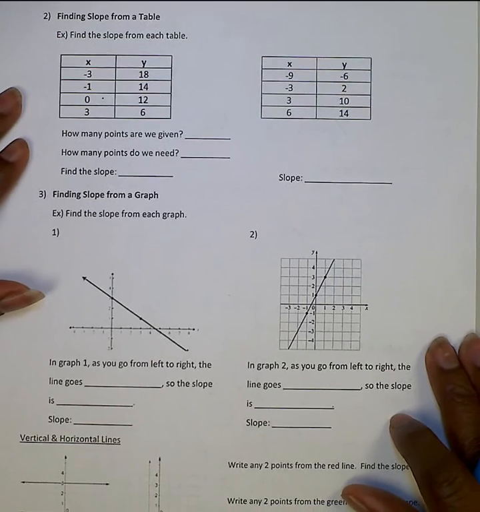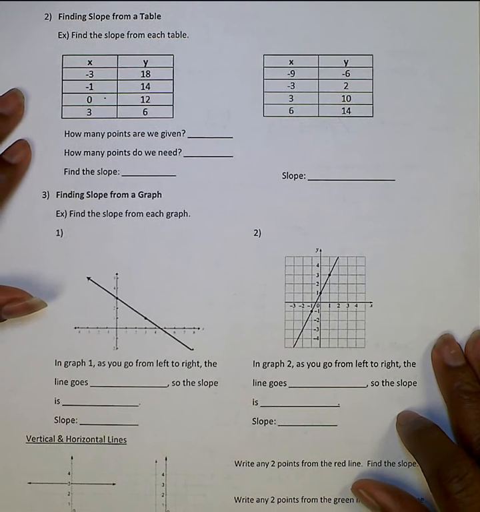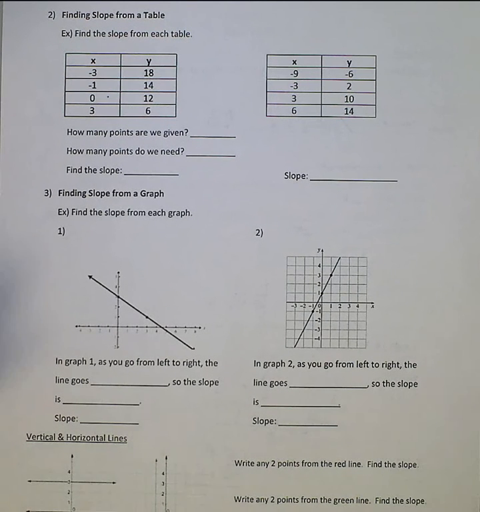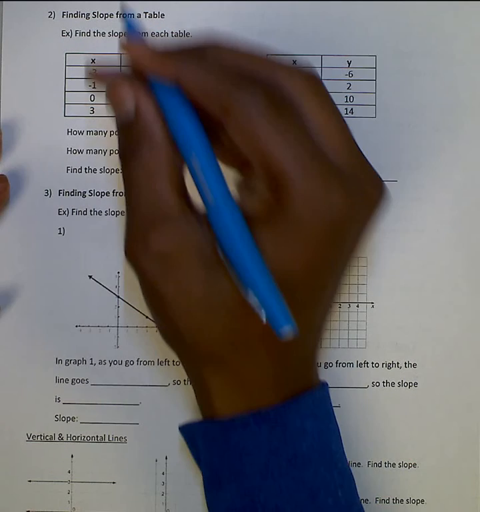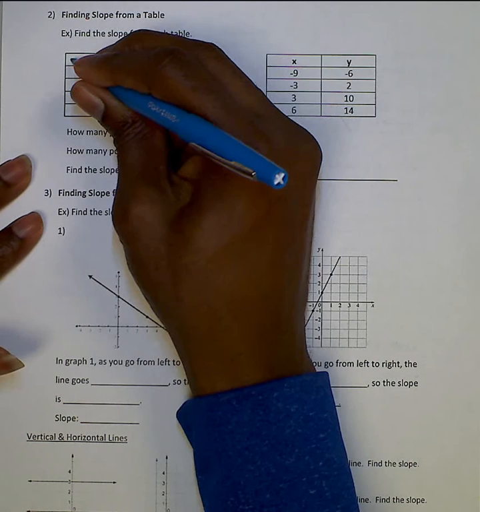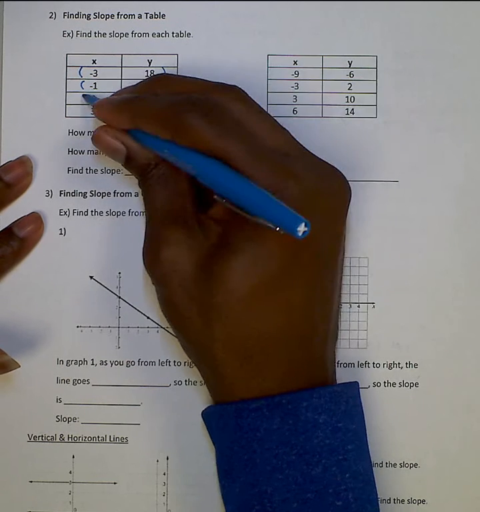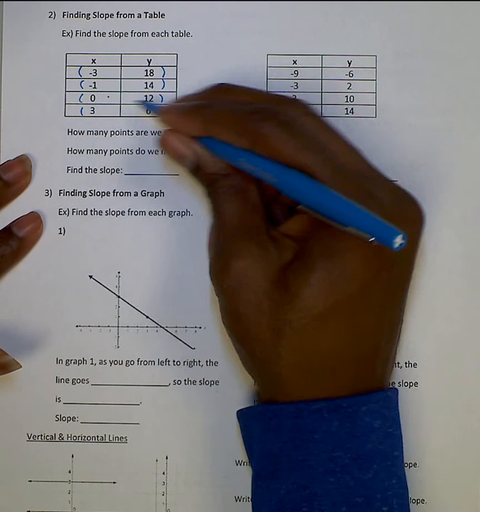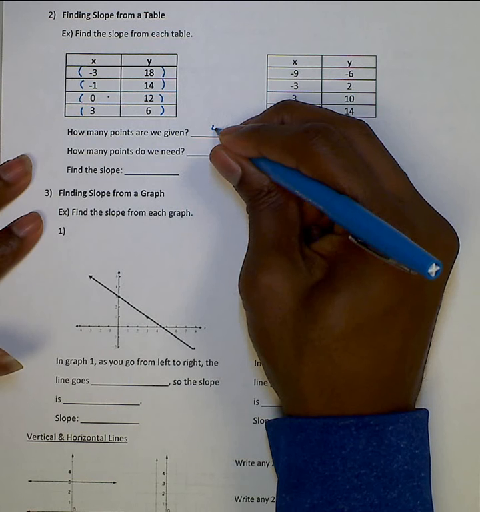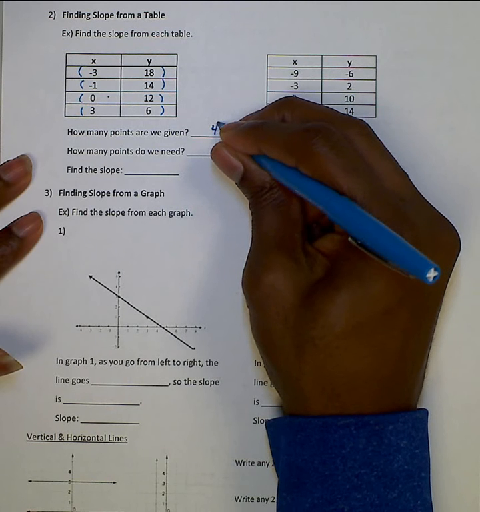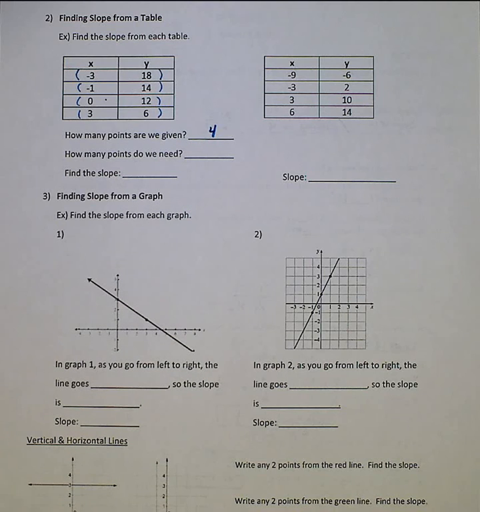Flipping to the back. Finding slope from a table. Now, if you can find the slope from 2 points, you can find the slope from a table, because a table is essentially a collection of points. Okay, we have x, y, that's 1 point. X, y, 2 points. X, y, 3 points. X, y, 4 points. So we are given 4 points in this table. Different tables will give you different point values, or different number of points, but in this table we're given 4 points. And we only need 2.